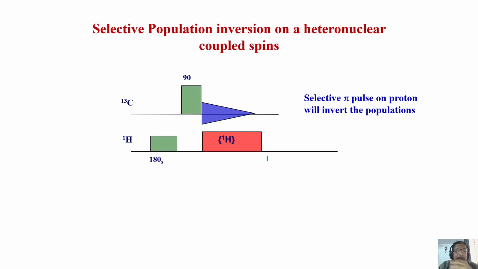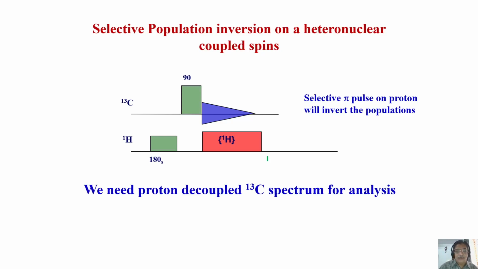Then whatever we have gained is lost. But that is not our aim. Our aim is to maintain the gain. At the same time, we wanted to do decoupling also, otherwise the spectrum becomes complex. Our aim was to get a decoupled carbon-13 spectrum, and at the same time see that the gain is retained. So what are we going to do for that? This is what it is.